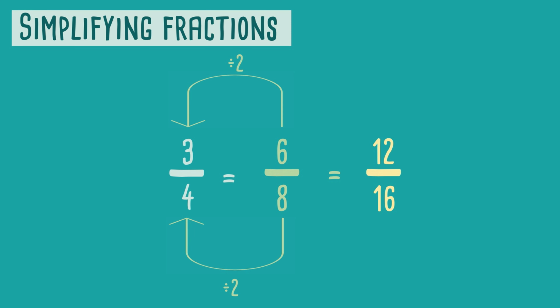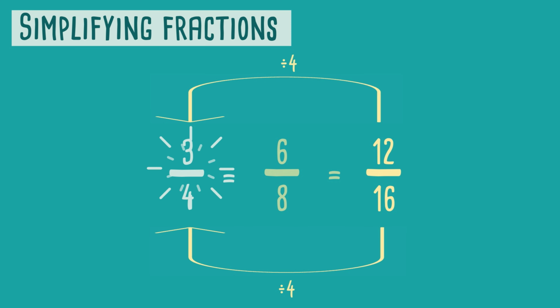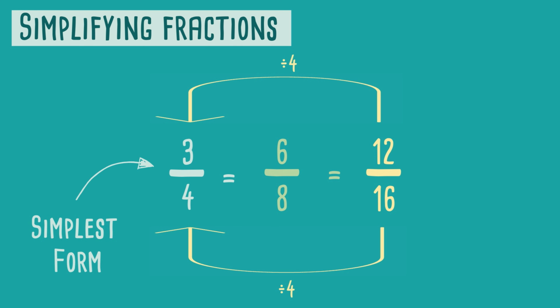Here, we are actually simplifying the fraction. This process is called cancelling down. Once we can no longer cancel the fraction down any further, we can be confident that it is in its simplest form.